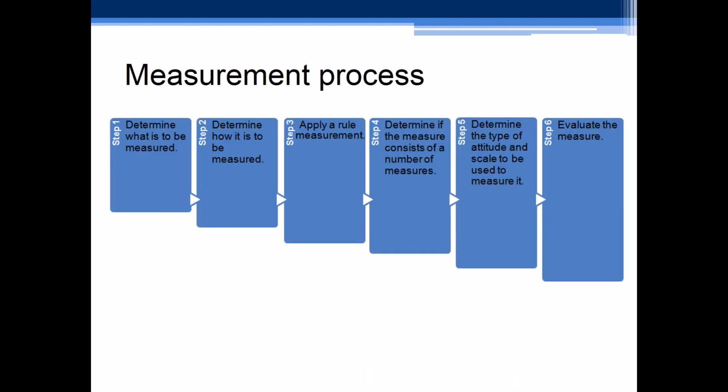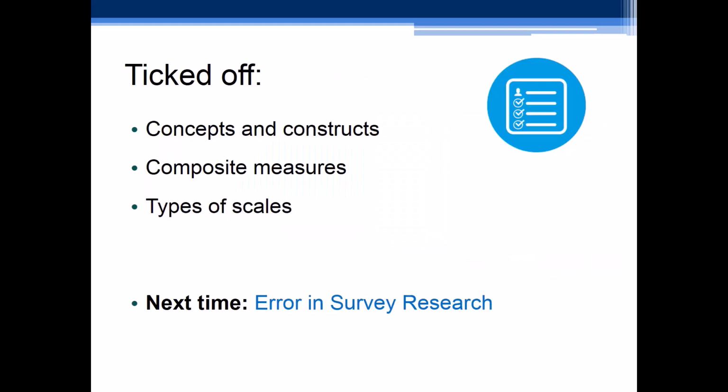So that's the 6 steps of measurement that are important to be aware of. I think they're fairly straightforward, and hopefully that gives you a good overview of those. For the next lecture, we'll be talking about error in survey research.